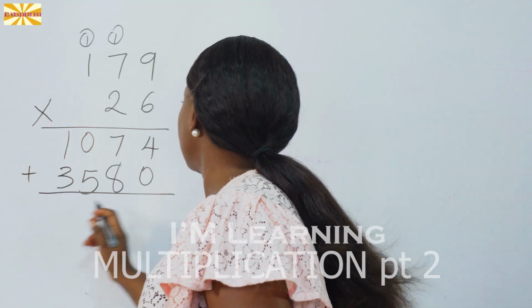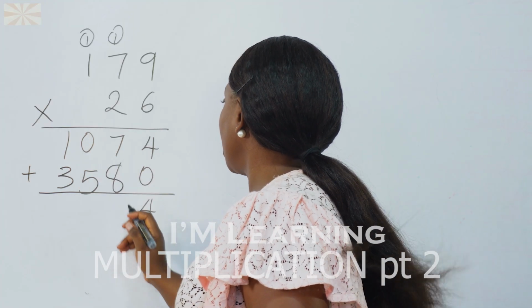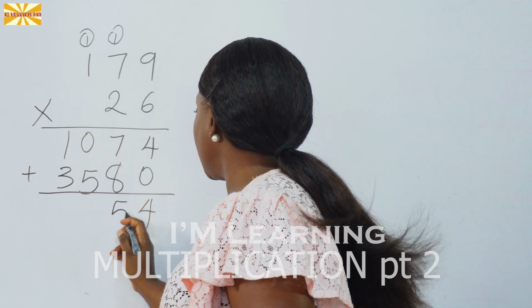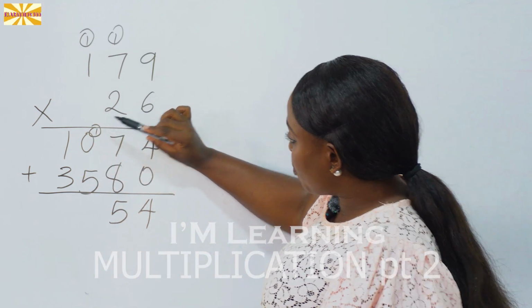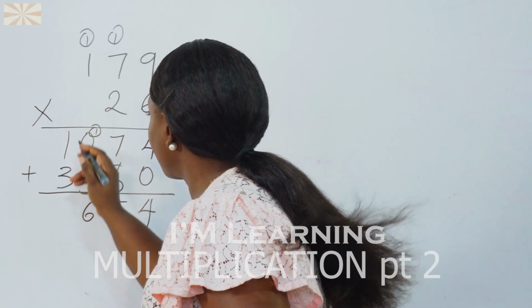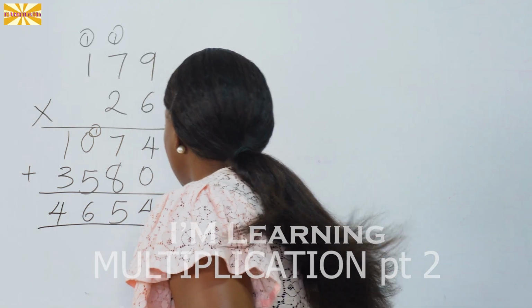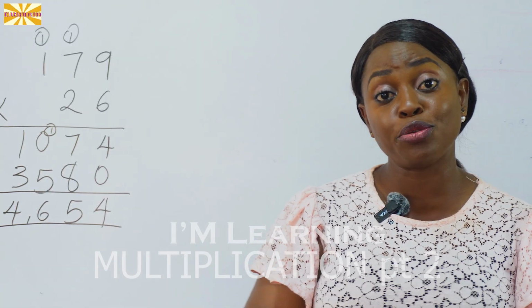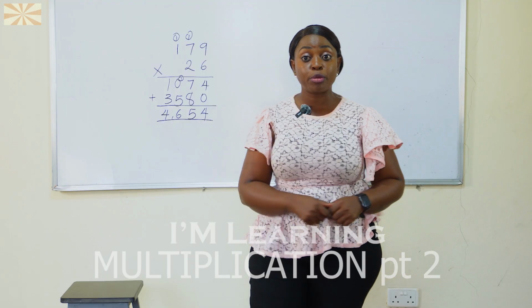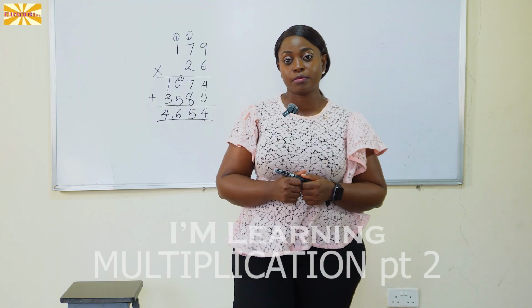Now, let's add. 4 plus 0 is 4. 8 plus 7 is 15. Carry 1 here. 0 plus 5 is 5, plus 1 is 6. Then 3 plus 1 is 4. So your answer is 4,654. And this is how you do your 3 digits by 2 digits multiplication.